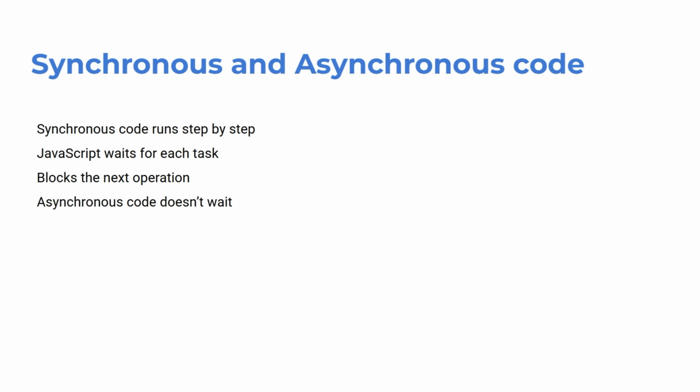Asynchronous code means tasks can start and JavaScript moves on without waiting. For example, you order food, sit with friends, and enjoy your time. When the food is ready, the waiter calls you. JavaScript handles the result when it's done.